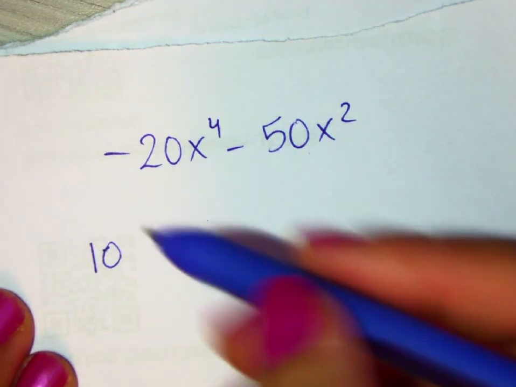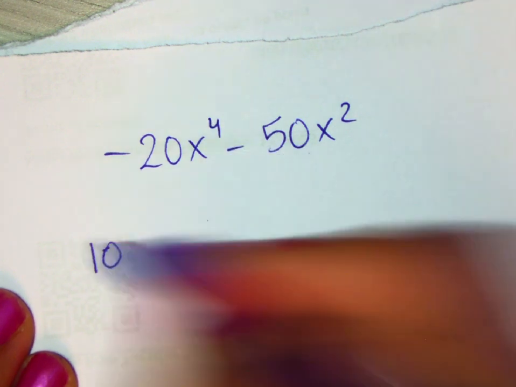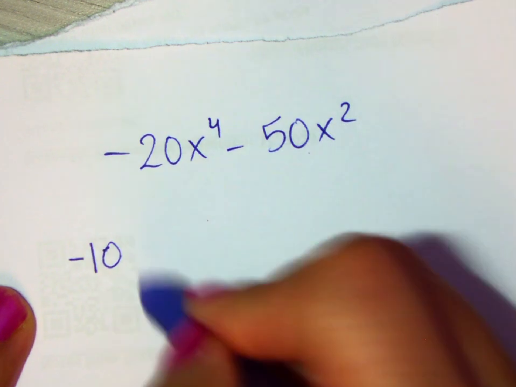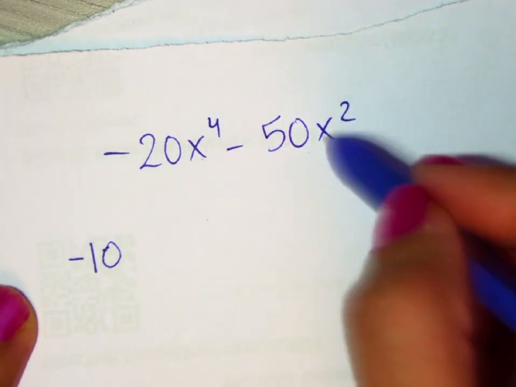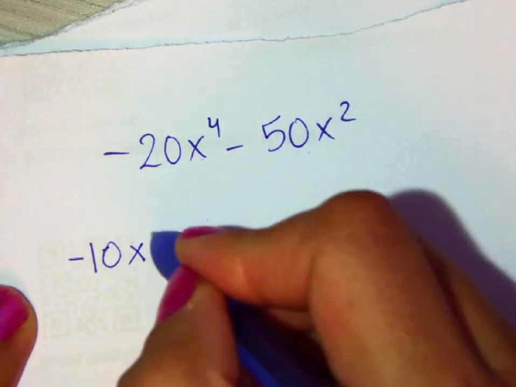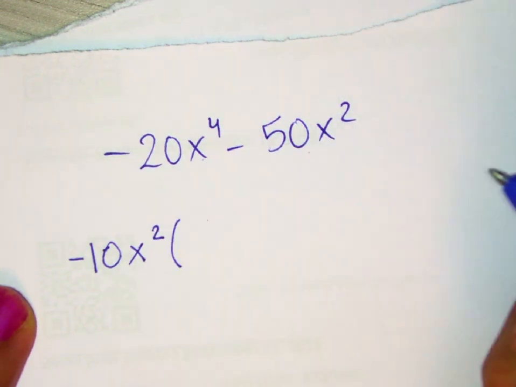We can use negative 10 as well, or positive 10. Let's just use negative for now since they both have a negative. And then x to the fourth, x squared. They both have an x. And the highest amount of x's we can take out is 2. They both have at least 2 x's.